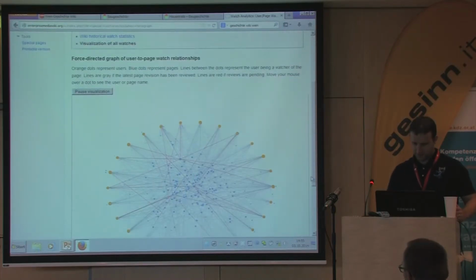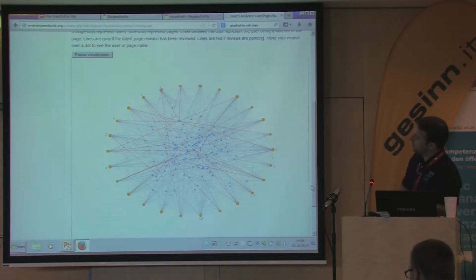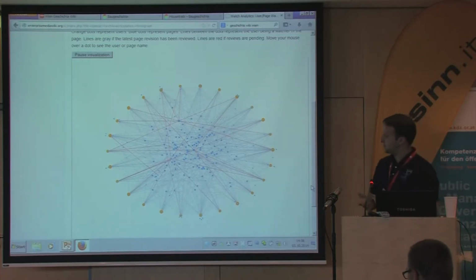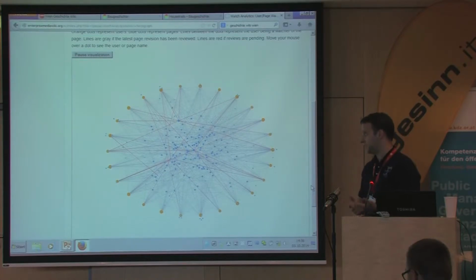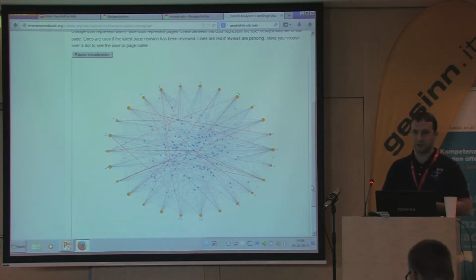This is an idea of what it looks like. The orange dots around the outside are people. Again, this is all fake data, and real ones don't look exactly like this. The blue dots are pages, and any line connecting a person to a page indicates that that person is watching that page. Some of the lines are gray, some of them are red. The red ones indicate that the person hasn't seen the most recent version of the page.